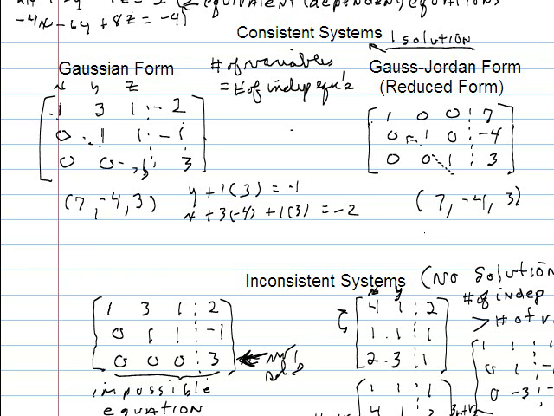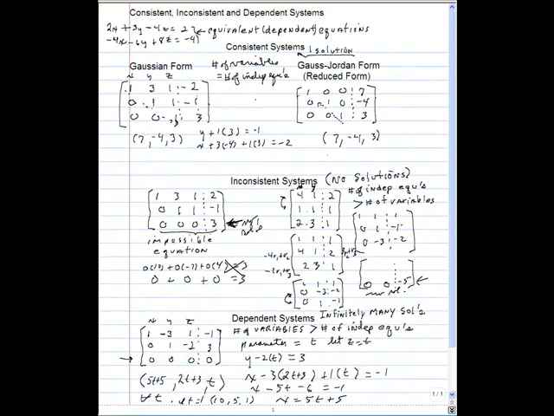And then dependent systems are the opposite of inconsistent. Instead of the number of equations being greater than the number of variables, the number of variables is greater than the number of independent equations, and so you get infinitely many solutions, which we write in parametric form. Those are the types of systems that we study, and that concludes the podcast.